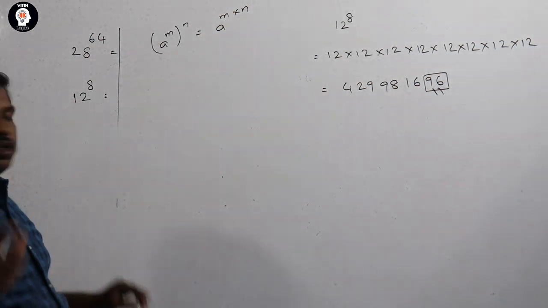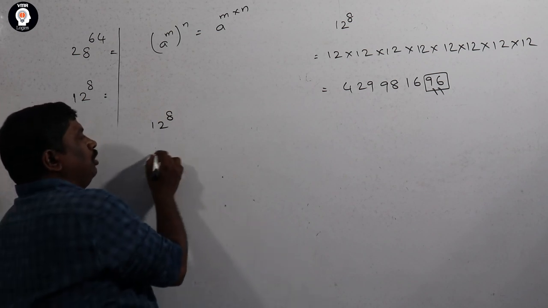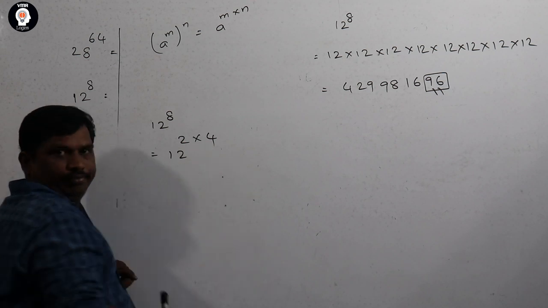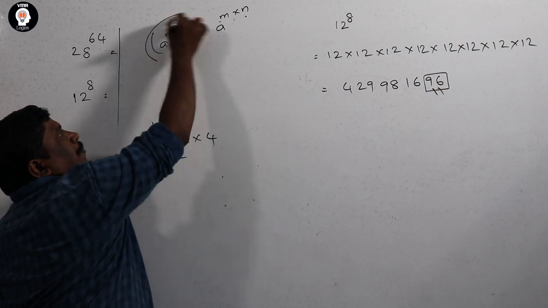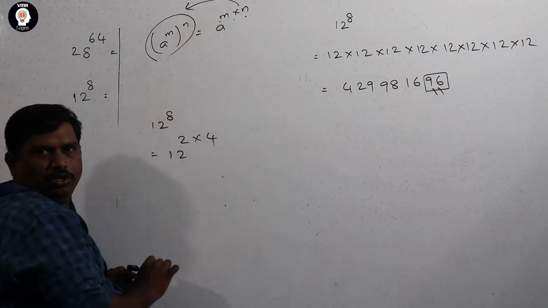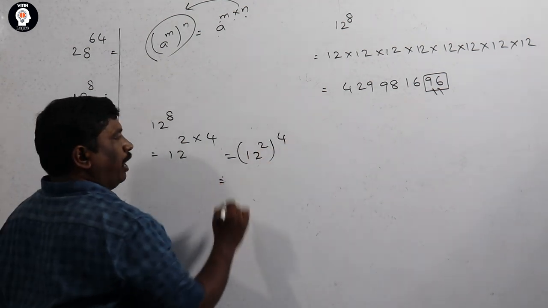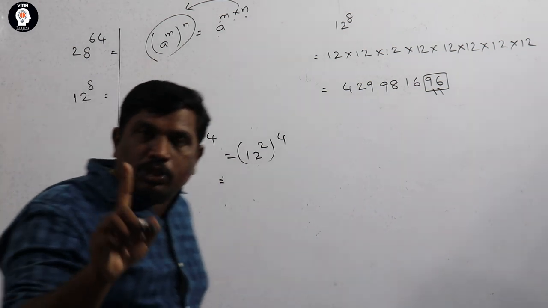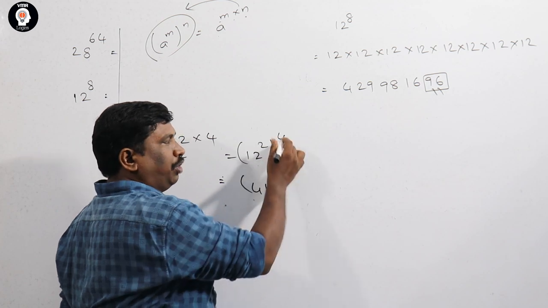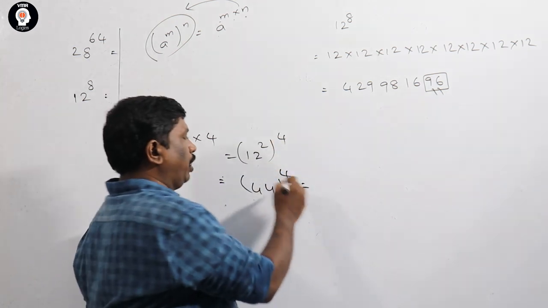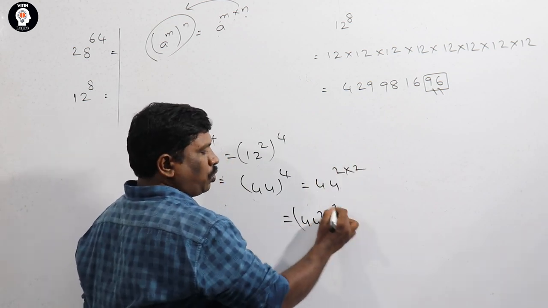The point, all of you: 12 power 8, what are the last 2 digits? Right question. What I'm doing: I am writing this as 12 power 2 into 4, right? A power m into n you can write as A power m whole power n, and in this format I am writing 12 square whole power 4. 12 square, I don't know the complete answer, my dear students, just the last 2 digits, you tell me. Target: 44. 12 square is 144, so 44 power 4. I am writing 4 as 2 into 2, so this is 44 square whole square.